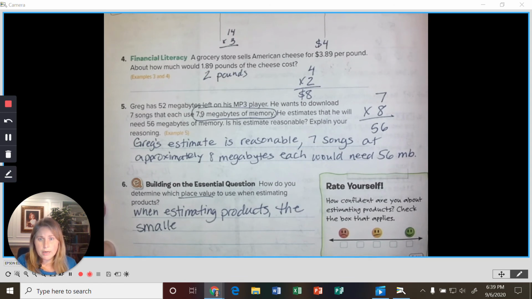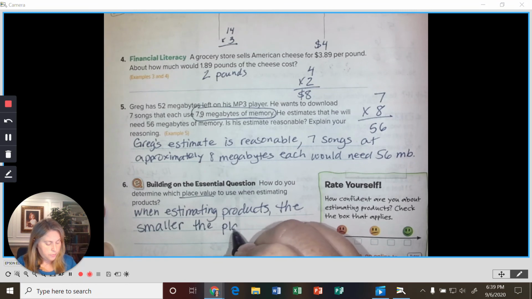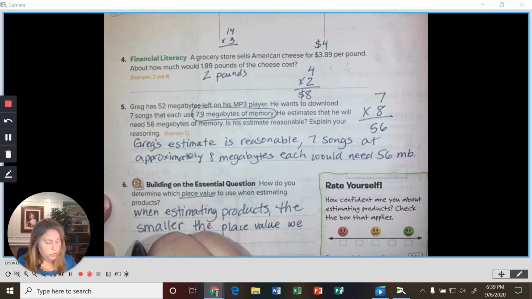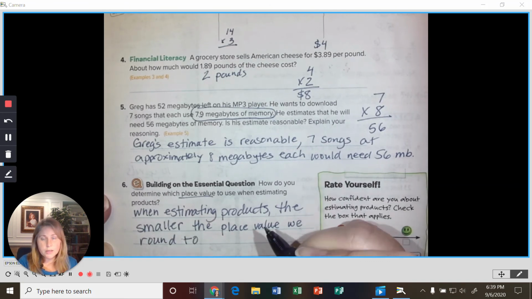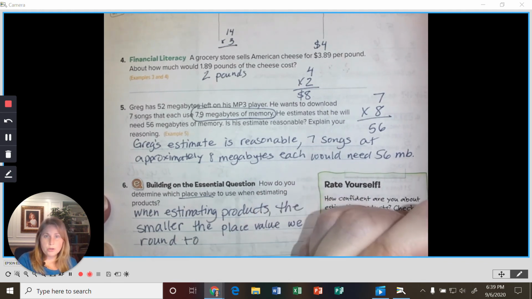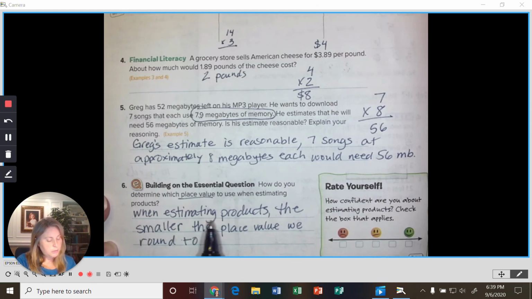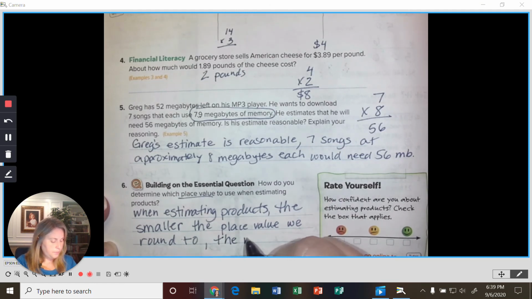When estimating products, the smaller the place value we round to, the more accurate the estimate. So for example, rounding to the ones place instead of rounding to the hundreds will give us a much more accurate answer of an estimate of an answer. So when estimating products, the smaller the place value we round to, the more accurate our estimate will be.